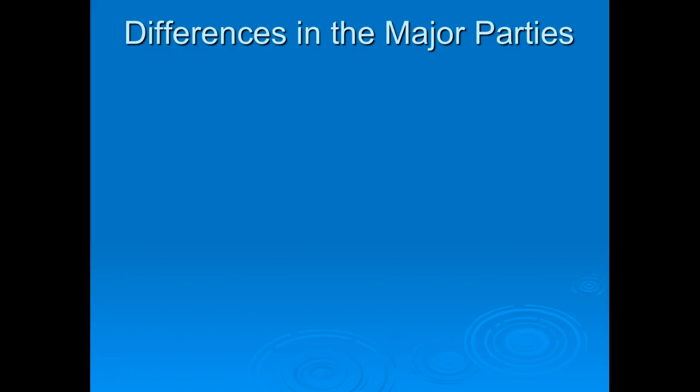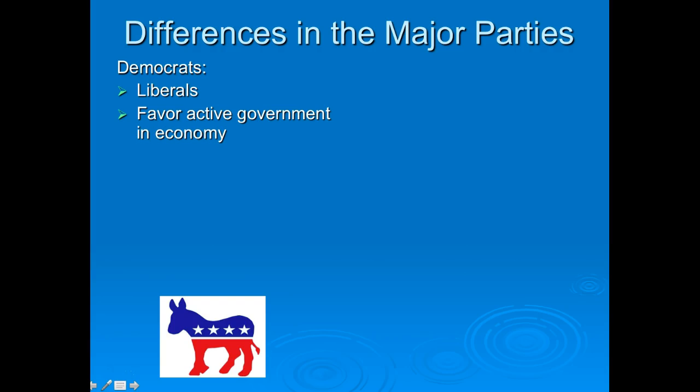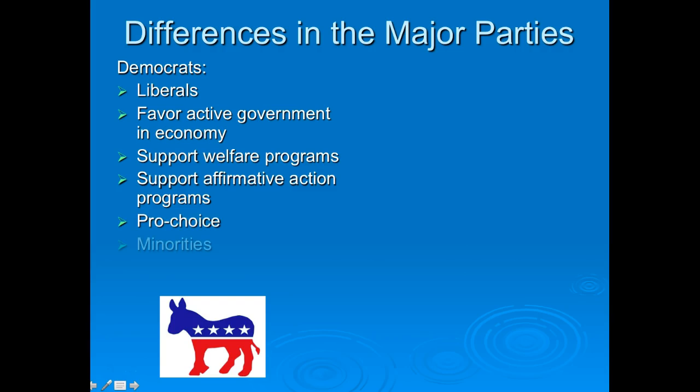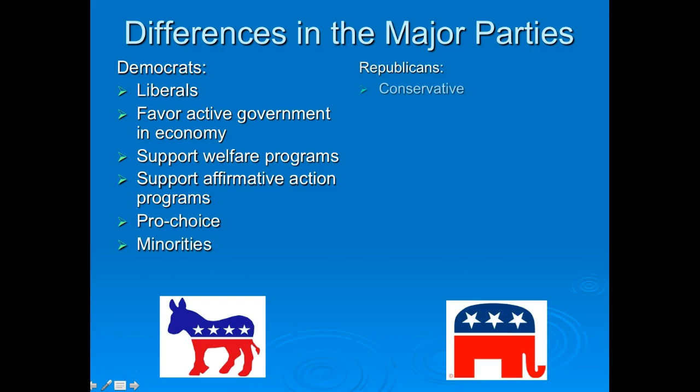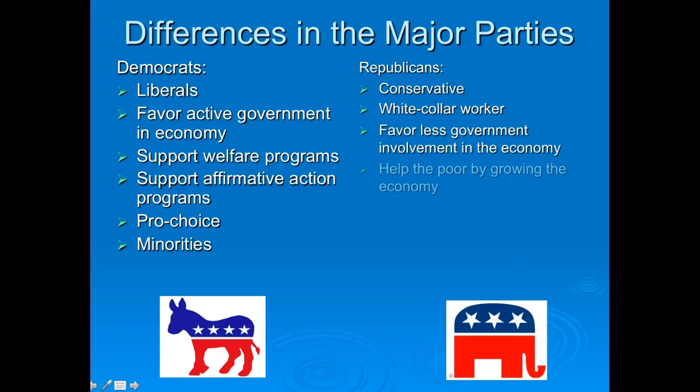So, continuing with Chapter 9 and political parties, the differences in the major political parties. Remember what I said yesterday, the differences between Democrats and Republicans are some of the ones that you see here. It's basically how they view the role of government in society. Democrats favor a more active role for the government, and Republicans favor less active or a more free market.